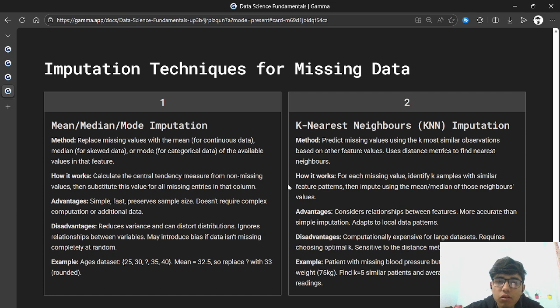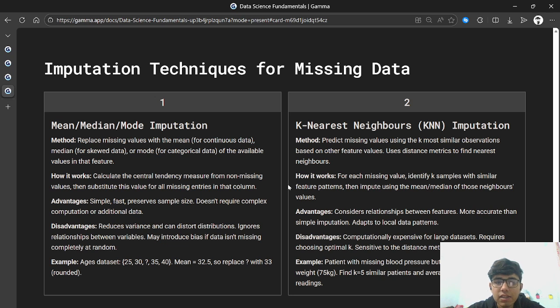So let's move on to the two common imputation techniques used to handle missing data. The first one is mean median imputation. In this method, we replace the missing value with the mean or median of the available observations in that particular attribute. Mean imputation is typically used when the data is roughly symmetric, while median imputation is preferred when the data is skewed or contains outliers. This approach is simple and efficient, but it does reduce overall variability and can weaken relationships between variables.